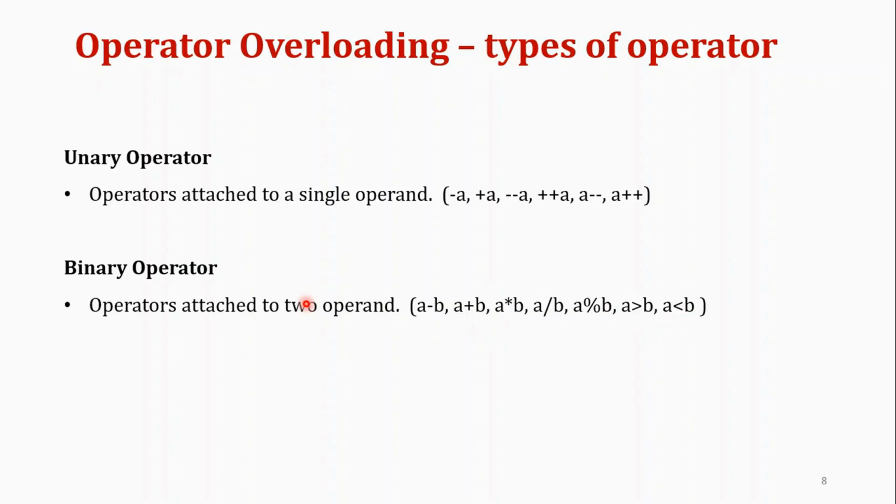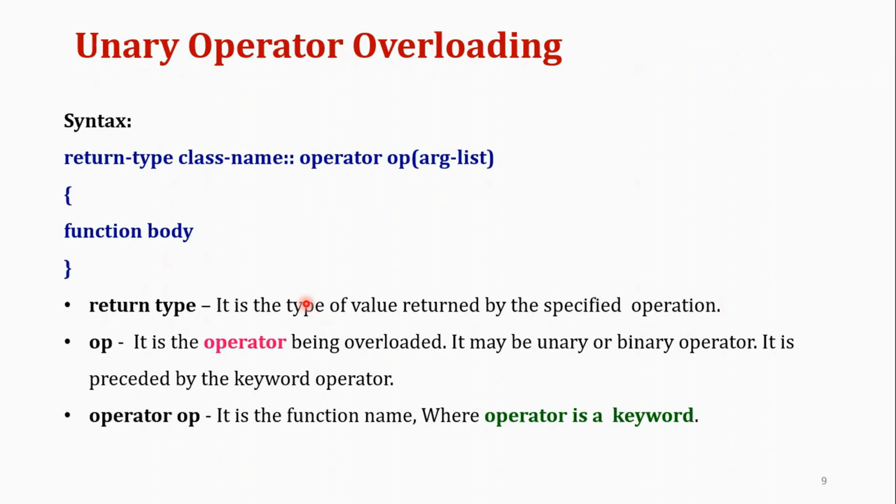So let us see unary operator overloading first. The syntax for unary operator overloading, as I said already, is the return type, the scope resolution with the class it belongs to, the operator keyword, the symbol you are going to overload, the list of parameters, and the definition for the overloaded function.